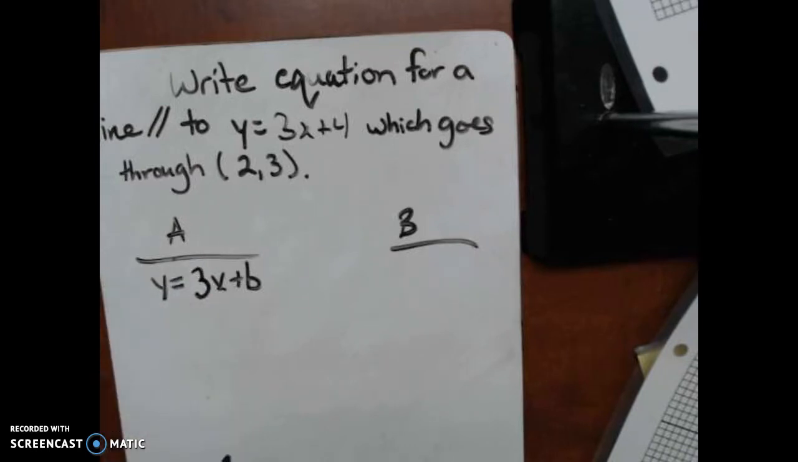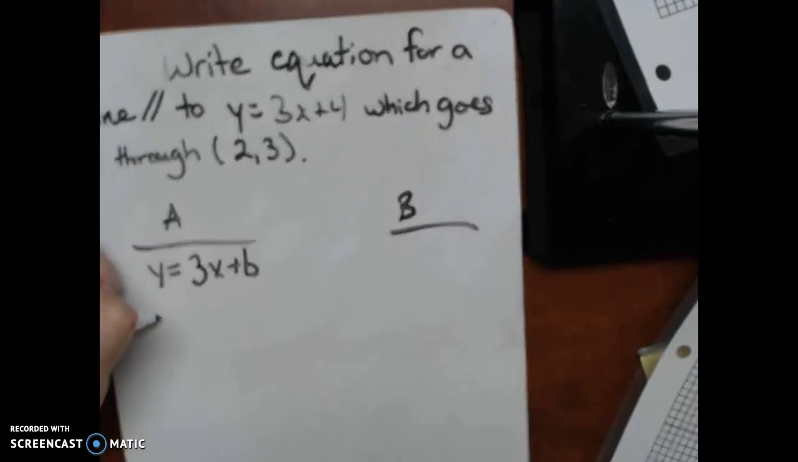So a 3 would go right there. They've also given us an xy point. So my equation is going to look like this. I just don't know what b is. So that's what we're going to find.